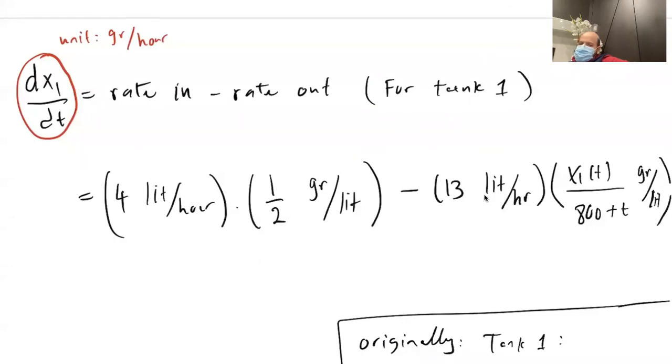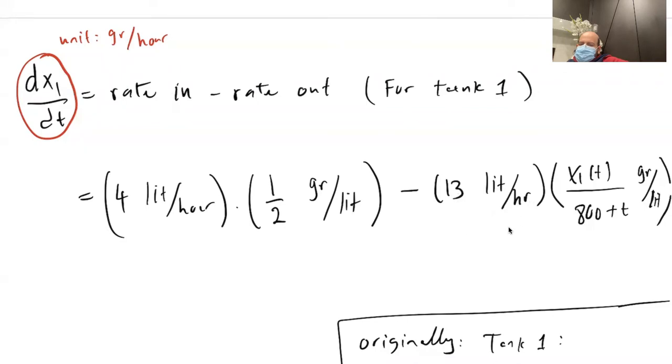So again, 13 liters per hour goes out of tank 1, that is given in the question. But what is the concentration of that water that goes out? Because I need to know the concentration, which will be in grams per liter. I should multiply with this number so that I get the unit that this quantity is supposed to have, which is grams per hour.